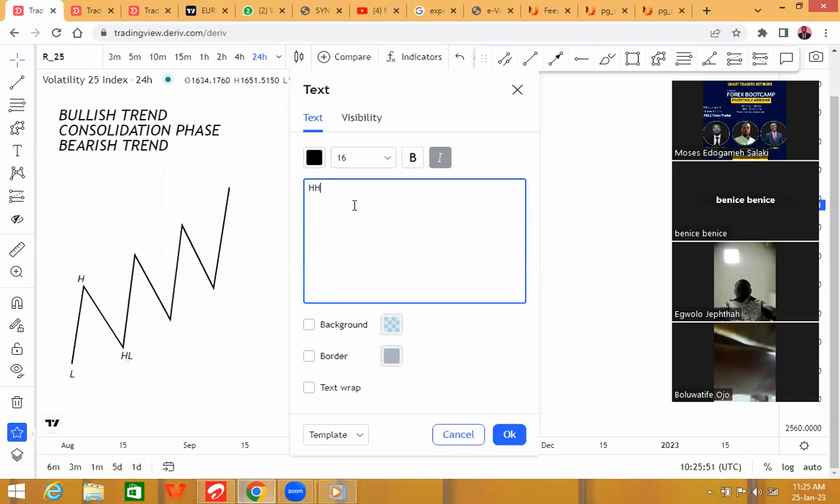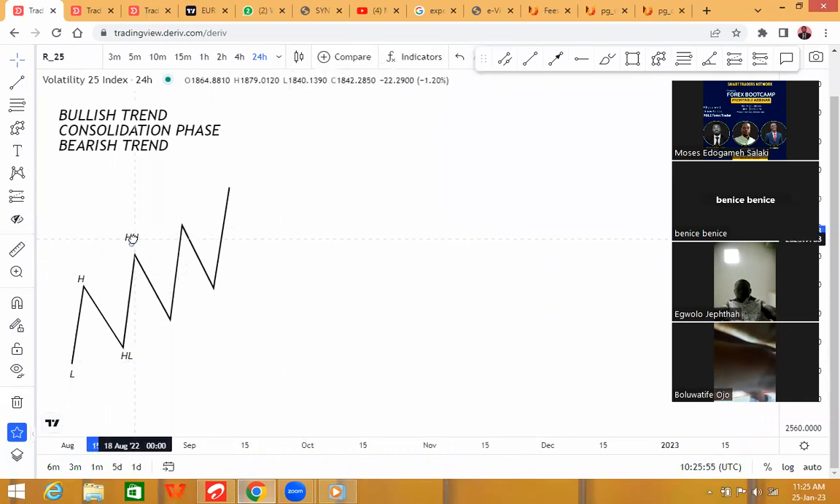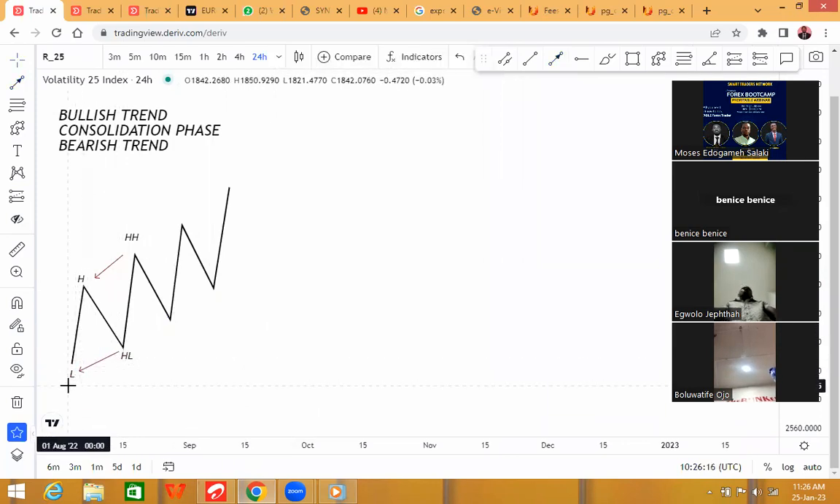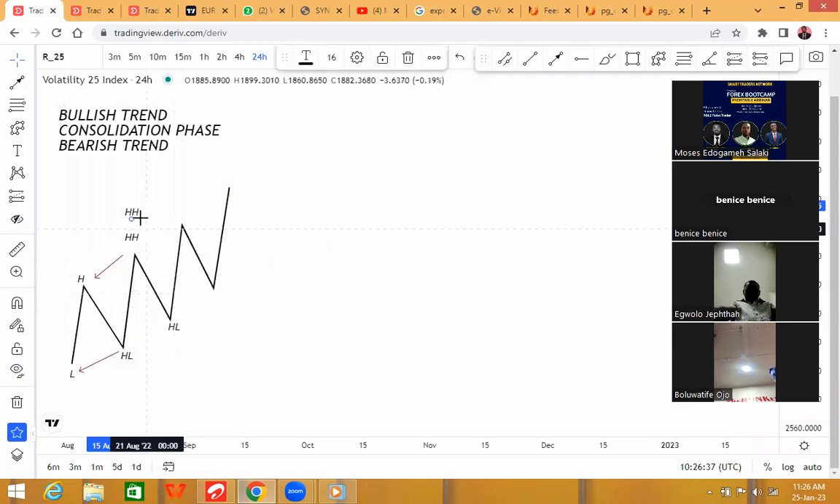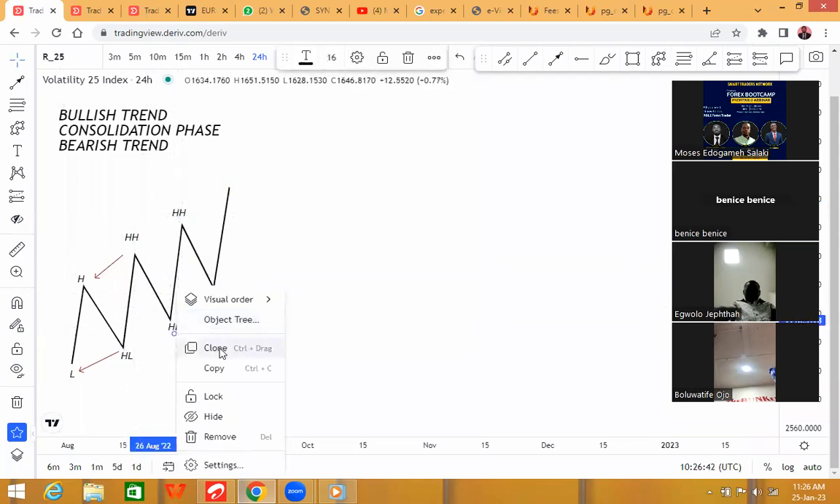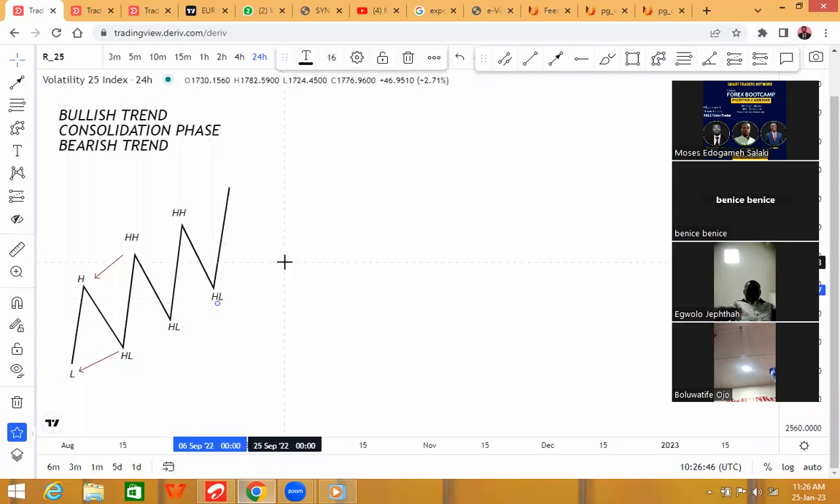Then price comes and gives you a higher high. Why is it a higher high? Because it's higher than this previous high. You get it now? Then why is here a higher low? It's a higher low because it's higher than this low. It's a low, but it's higher than this low. This is a high. This is a low, but it's higher than this low. So this is a higher low. Then price comes and gives you another higher low. Then price trades upwards and gives you a higher high. Price trades above, giving you a higher low. So this is a higher high because it's higher than this.